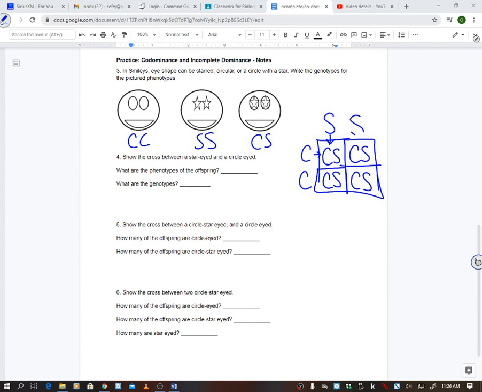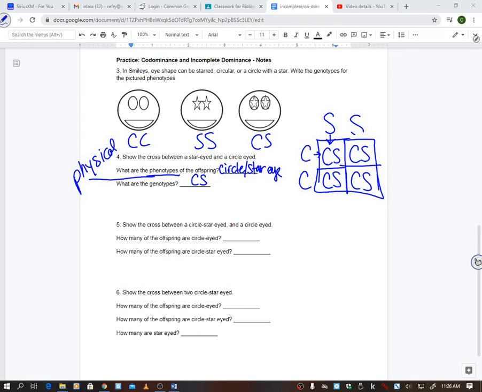All right, so what are the phenotypes? Now remember, phenotype is physical. What do they look like? And they look like a circle star eye. What are the genotypes? Well, the genotypes of every single one is CS, or maybe you wrote SC.